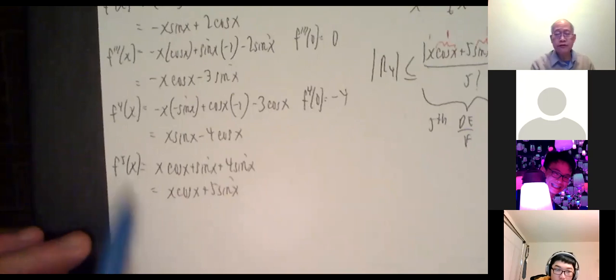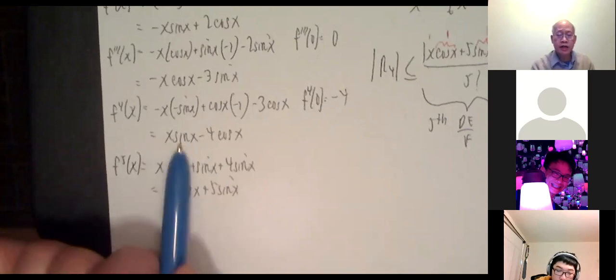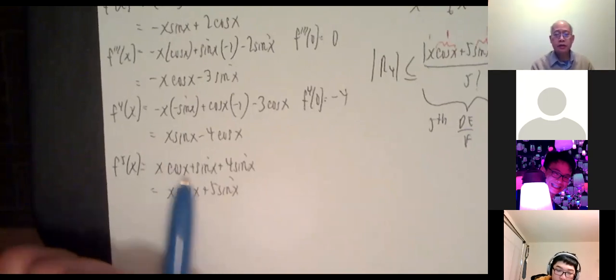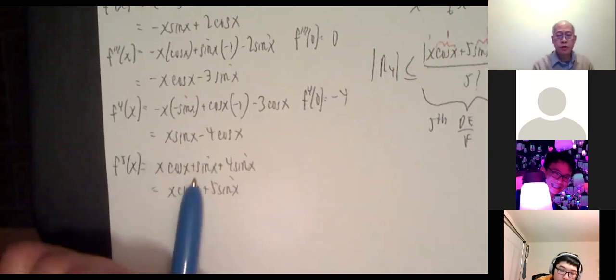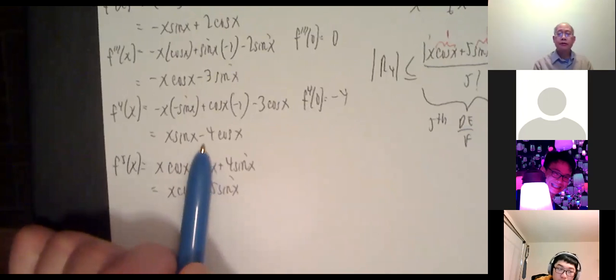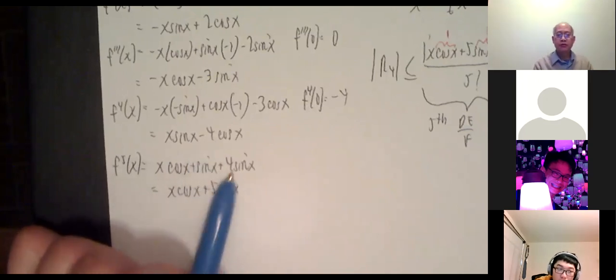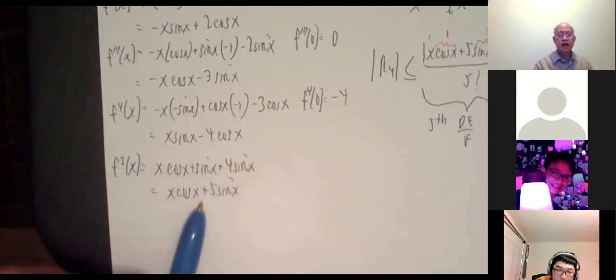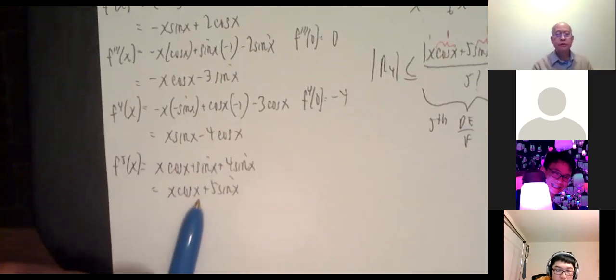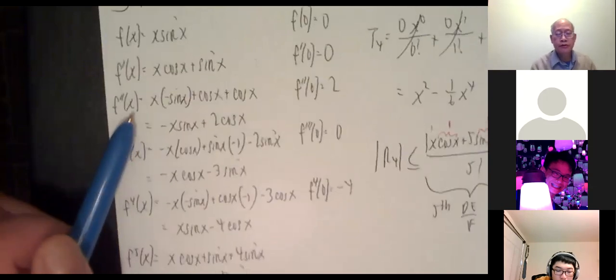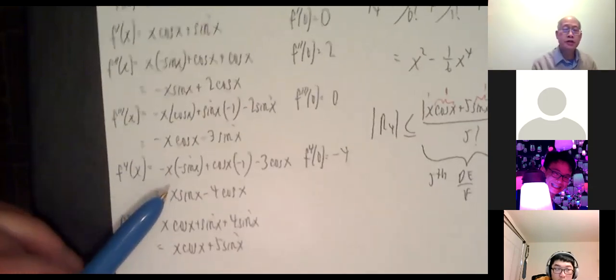All right, fifth derivative. What's the derivative of x sine x? x cosine x plus sine x times the derivative of the first, which is 1. Derivative of -4 cosine x is positive 4 sine x. That plus that, so x cosine x plus 5 sine x. So there we go. All right, so we've never done so many derivatives in our lives yet, right?